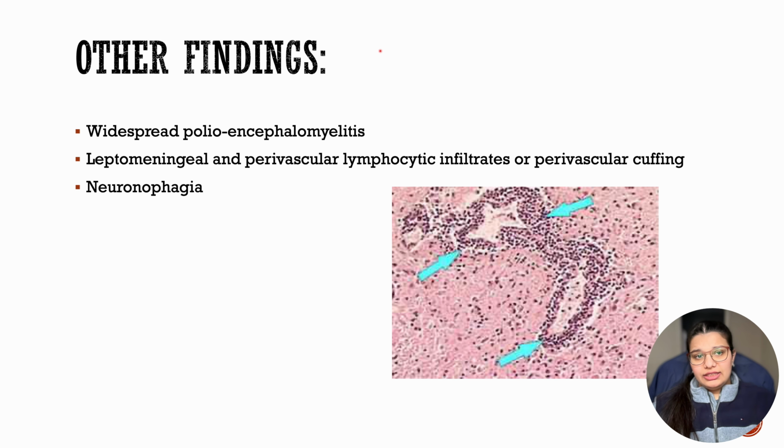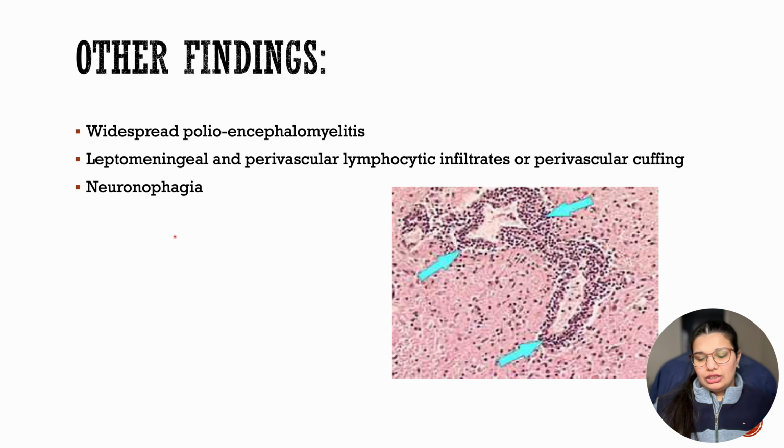What other findings can we see? They are widespread polioencephalomyelitis, and leptomeningeal and perivascular lymphocytic infiltrate. We call this perivascular cuffing. We see here in this image, this is a blood vessel. I'm highlighting with my arrow, and these are all lymphocytes which are perivascular, meaning around the blood vessels. And why we call it cuffing is that they are like a cuff around a blood vessel, holding it tight around it. So this appearance is called perivascular cuffing, and it is seen in rabies.